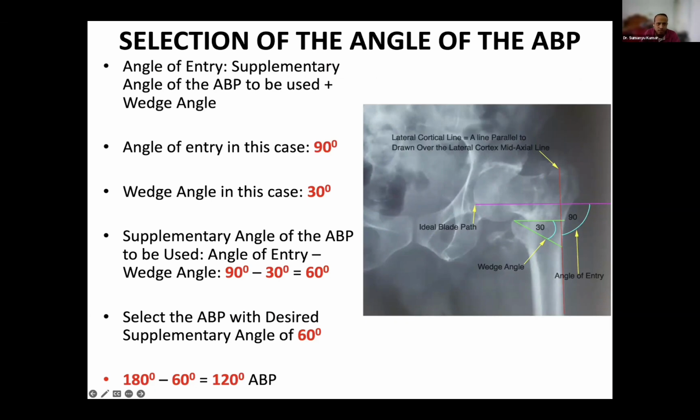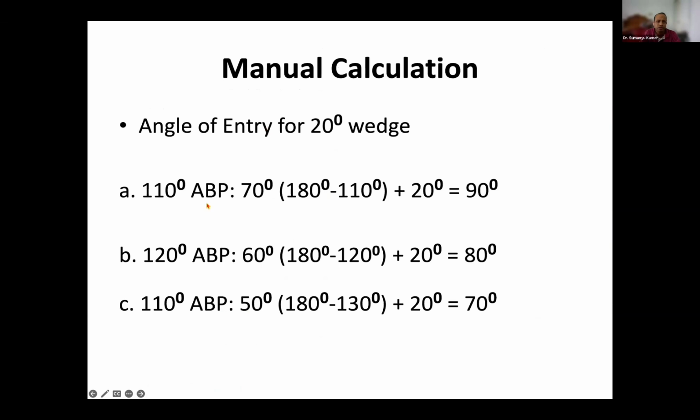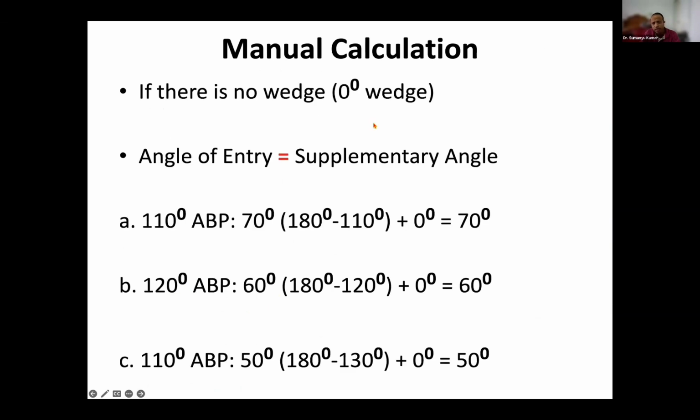Now for a 20 degree wedge, these are all calculations. This shows the angle of entry will change once you are using a different type of blade plate. If there is no wedge you are taking, then the angle of entry is equivalent to the supplementary angle.